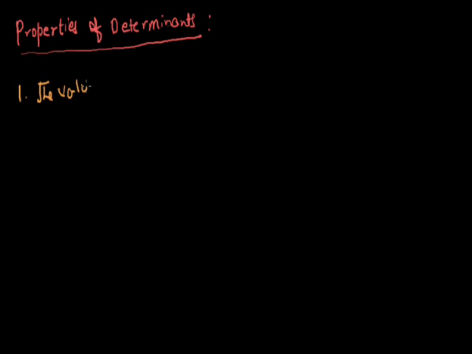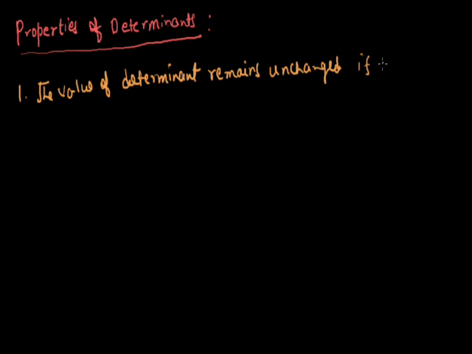First property: the value of a determinant remains unchanged if its rows and columns are interchanged.